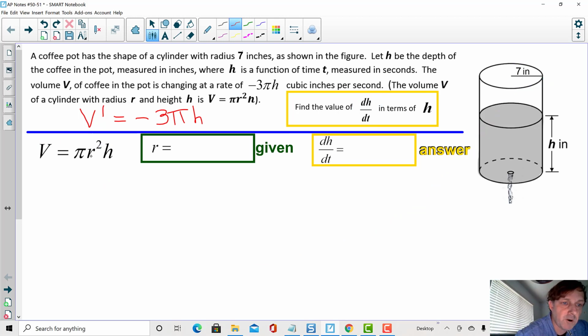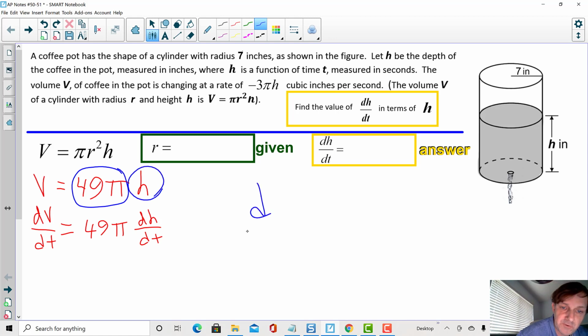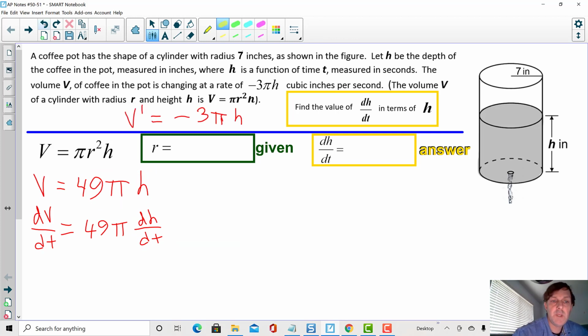Okay, let's do that. Let's plug in the 7 for the r. You're going to have 7 squared, so that'll be 49. So our volume is going to be 49 pi times h. And now we can do the derivative. Now, when we do the derivative, this is just a constant, so we're really just doing the derivative of h. The derivative of h is a 1, except we're doing d dt, and that's not a t, so we have to do the chain rule, and that's where we're getting the h prime from. If you remember from earlier, our v prime is negative 3 pi h, so we can plug that in for our v prime, and then we can solve for dH dt, because dH dt is our final answer.